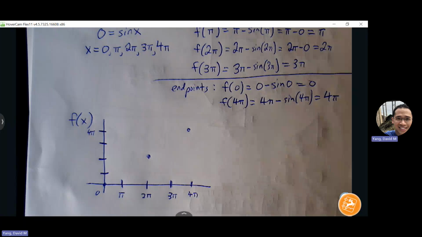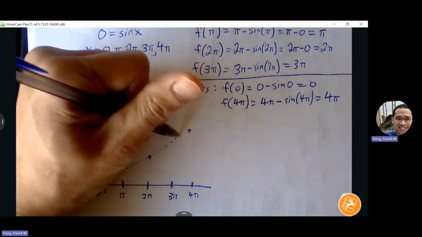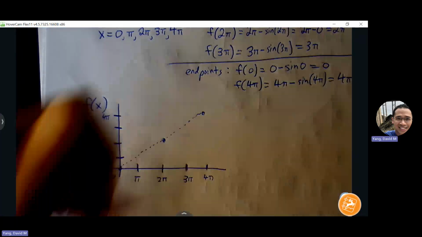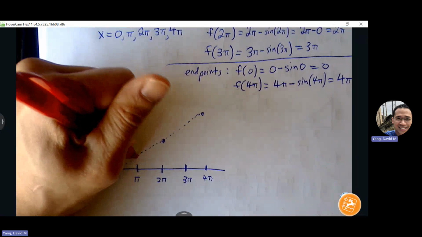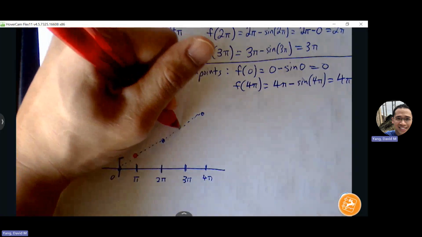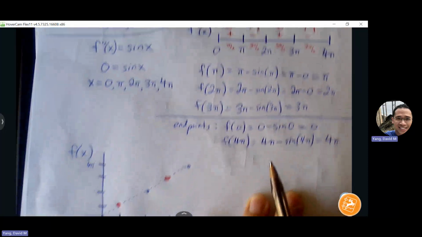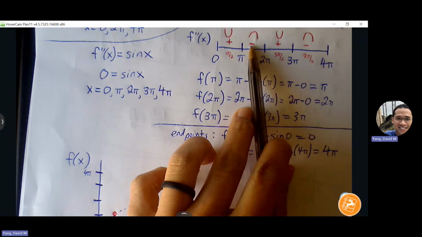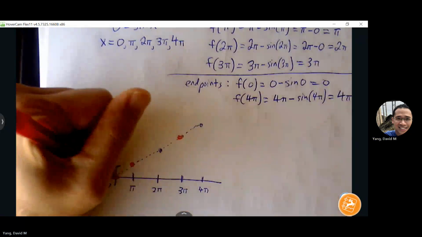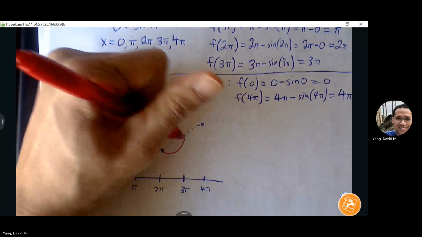So the graph is just going to rise. No relative max, relative min. So we know the path of the graph is rising the whole way through, but we can put curvature features into it after we plot our points of inflection. There's an ordered pair at pi, pi. At 2 pi, 2 pi. At 3 pi, 3 pi. And we give it the curvature based off of our concavity sign line. We start off with concave up, then concave down, then concave up, then concave down.